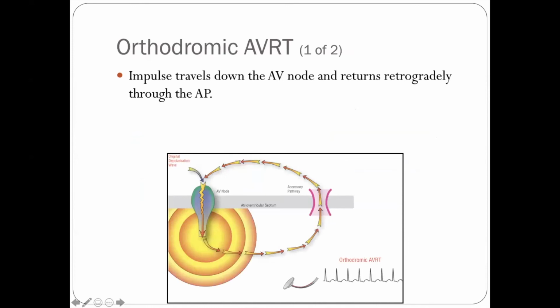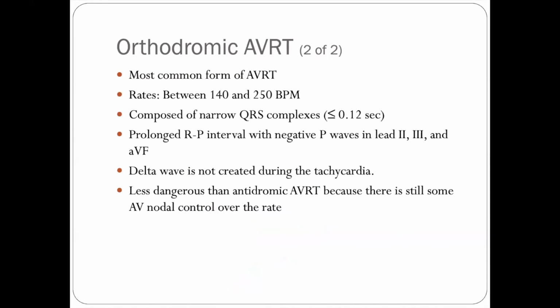So the first version is something we call orthodromic AVRT. You're not really going to be asked about that specifically, that name, but I want you to understand the possible differences here. So orthodromic AVRT is where the impulse travels down the AV node in the slow fashion and returns retrogradely up into the accessory pathway and on up into the atria. It is the most common, fortunately, form of AVRT because the other form is very detrimental. Rates of between 140 and 250 beats per minute.